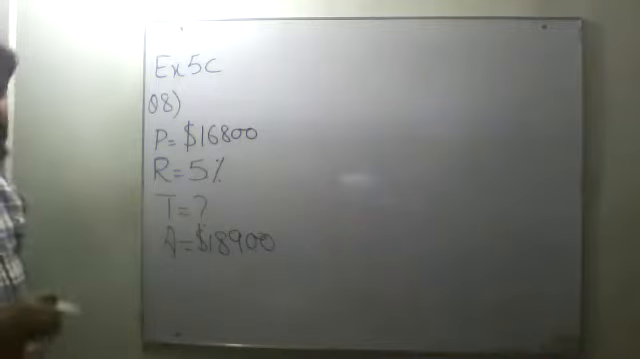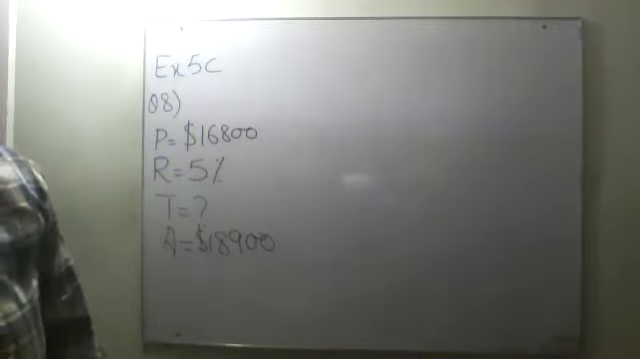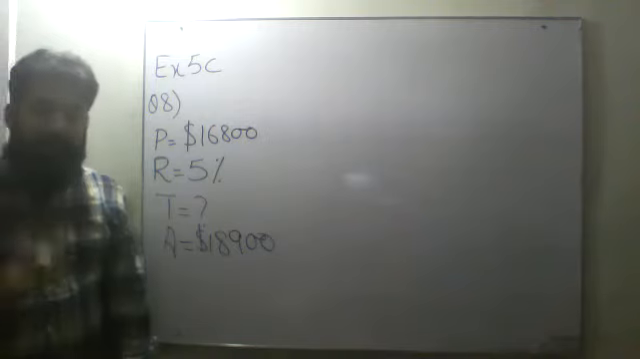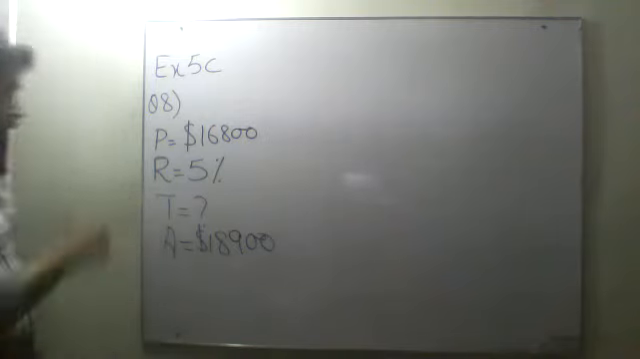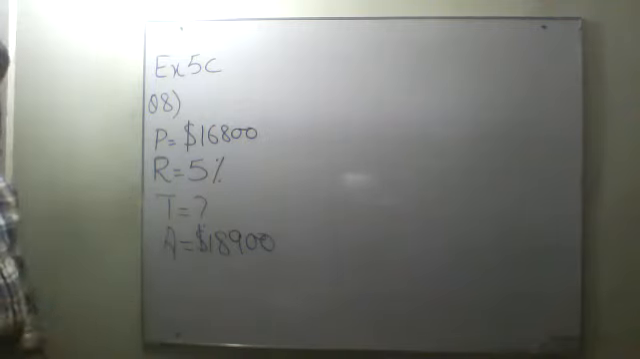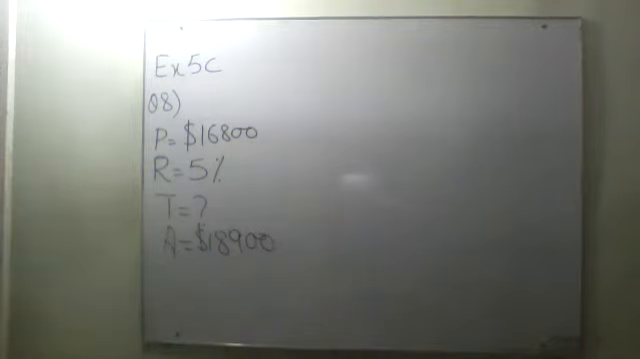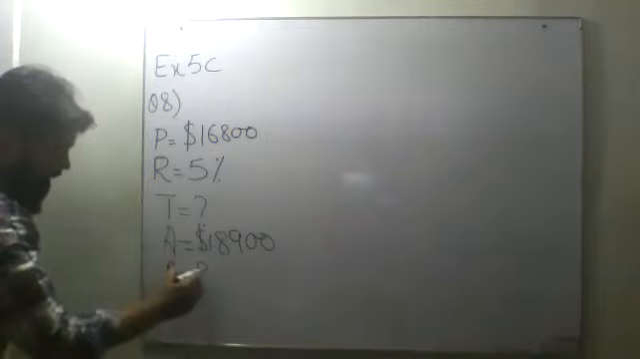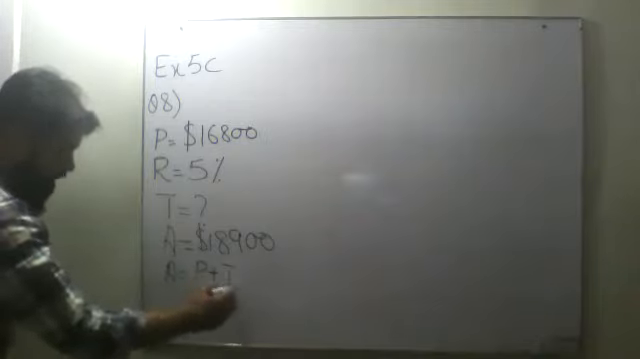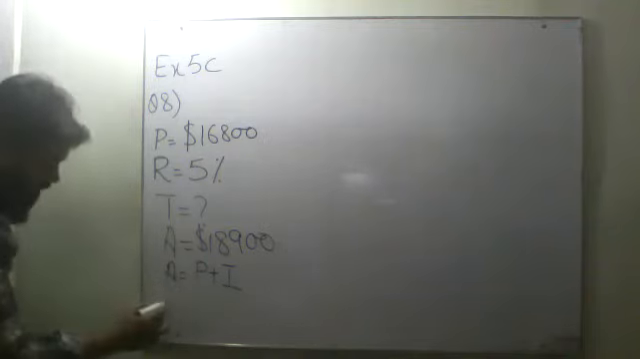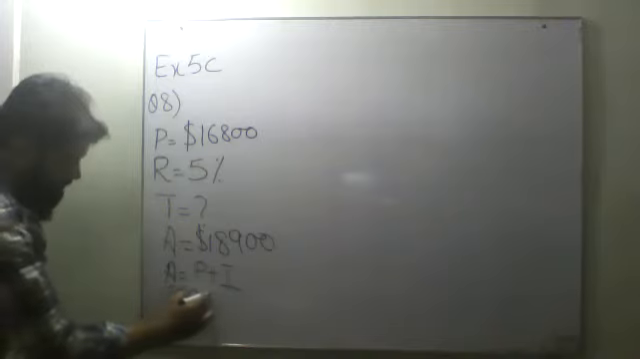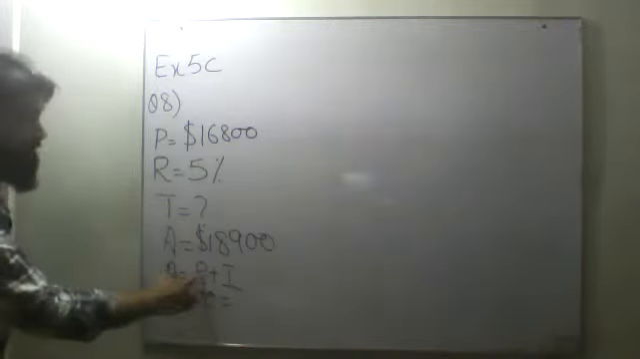In order to find time in a simple interest question, the formula is I equals PRT. P is given, R is given. What is missing? I and T are missing. So we know that A equals P plus I. So what is A given to me? $18,900. What is P given to me?